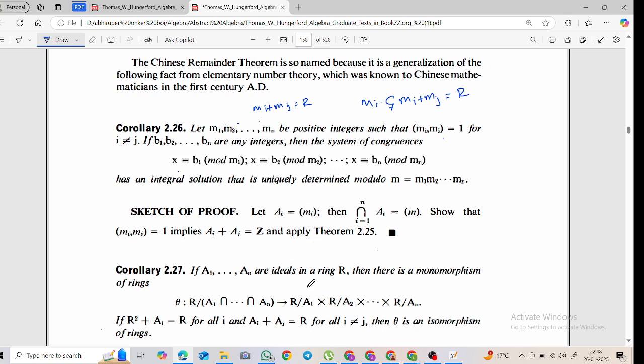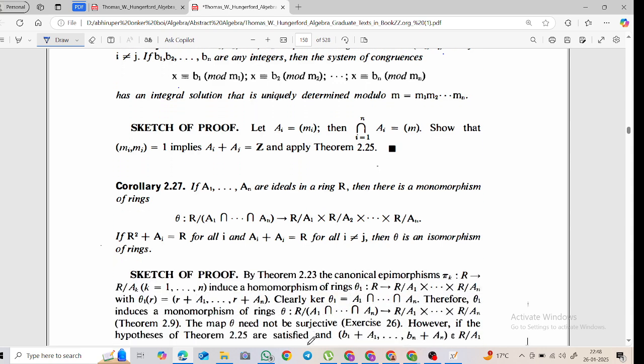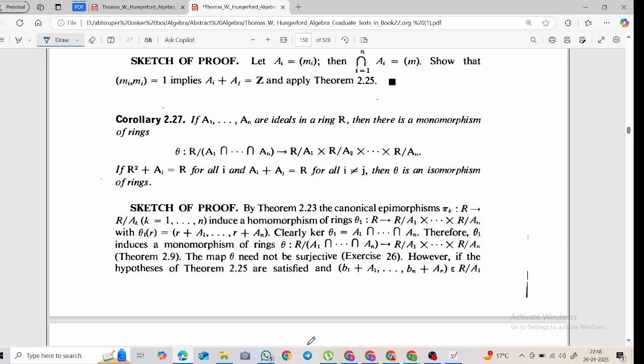Now this is the thing I was looking for. This map theta. Look at it. The Chinese remainder theorem tells us that this theta is surjective. A1, A2, An are any ideals. Okay, these are any ideals. Then there is a monomorphism from this to this. Let's check whether there is a monomorphism from this to this or not.